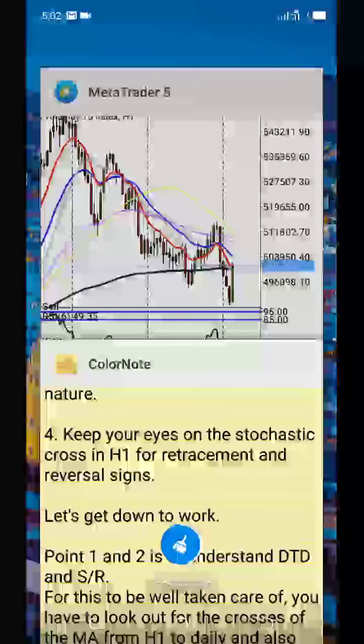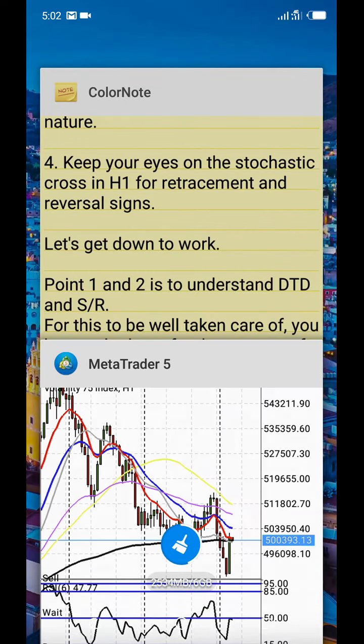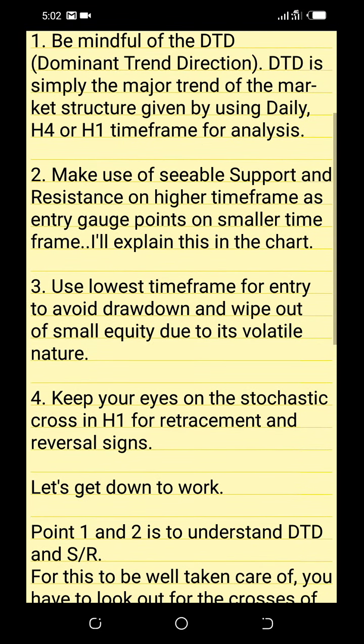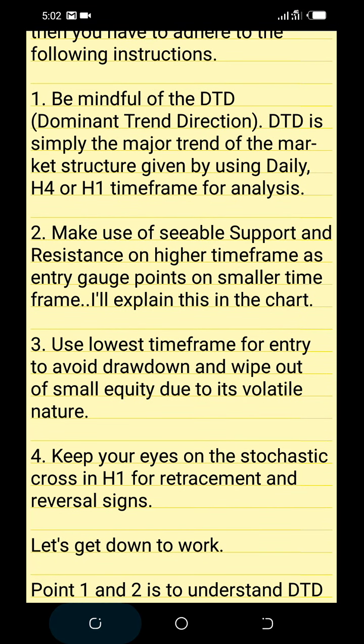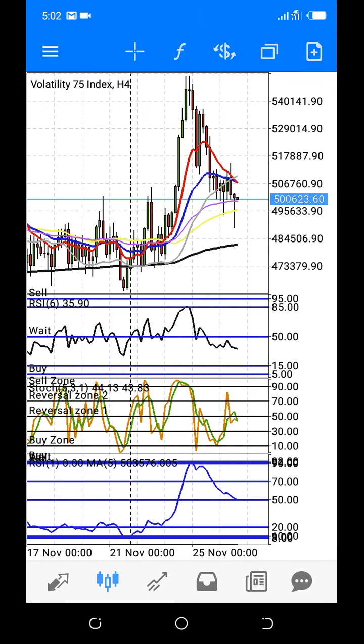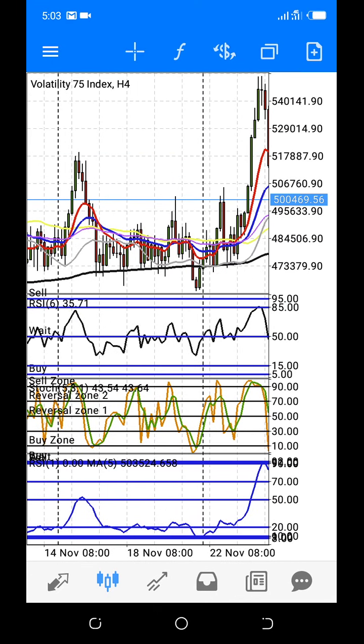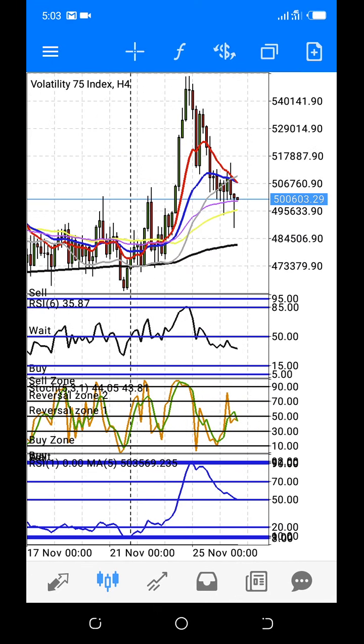Now let's get back to work. The first thing I want to say is this. Like I said, you must make use of seeable support and resistance, the ones you can see. So you have to go to maybe H4 and try to find if you can find a seeable support and resistance, because those are trigger points.